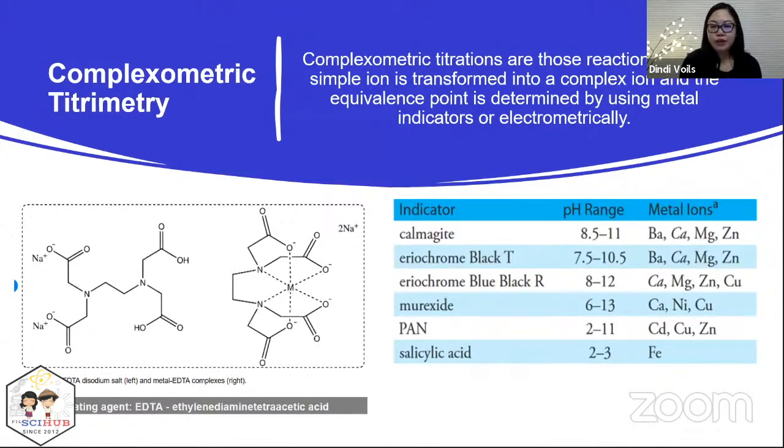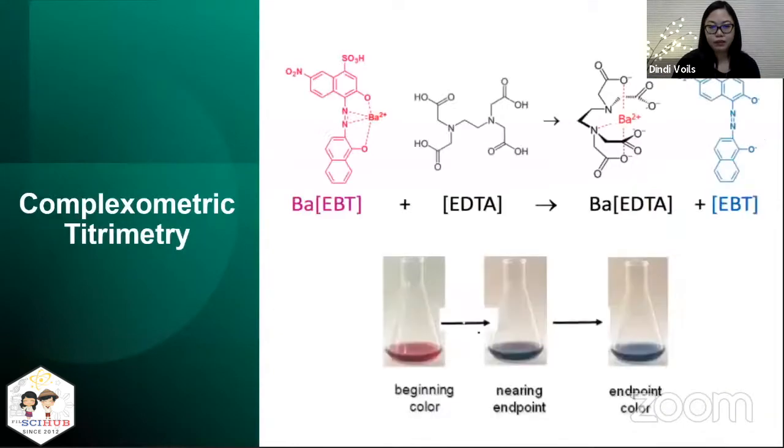So here's a list of commonly used indicators for EDTA titration. I'm mostly familiar with Calmagite and Eriochrome Black T. Just like your acid-base indicators, these indicators are pH dependent. Take, for example, you want to analyze barium ions. Initially, the barium is bound to the indicator, which in this case is Eriochrome Black T, and your EDTA is your titrant.